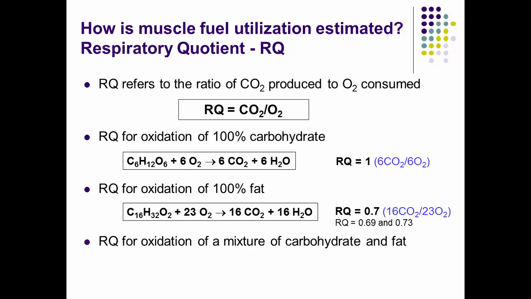So how about if we utilize a mixture of energy fuels, some glucose and some fatty acids? Then what do you think the RQ for this mixture of energy fuels would be, in what kind of range? It should be between 0.7 and 1, right? So if we utilize a mixture of carbohydrate and fatty acids, then RQ would be between 0.7 and 1.